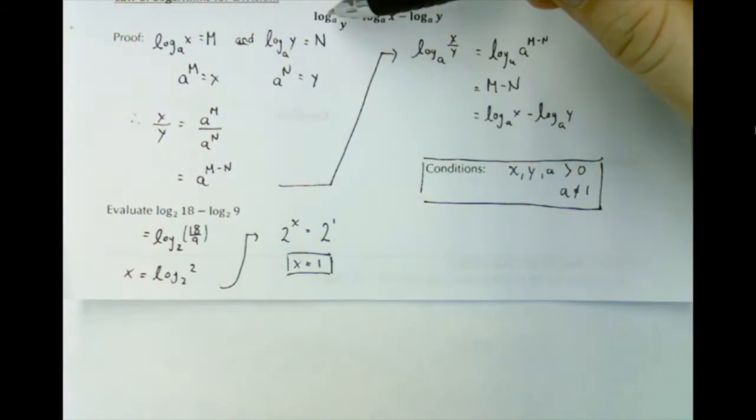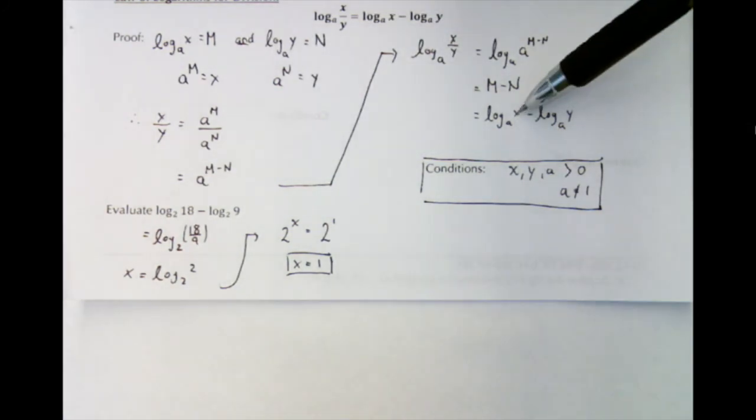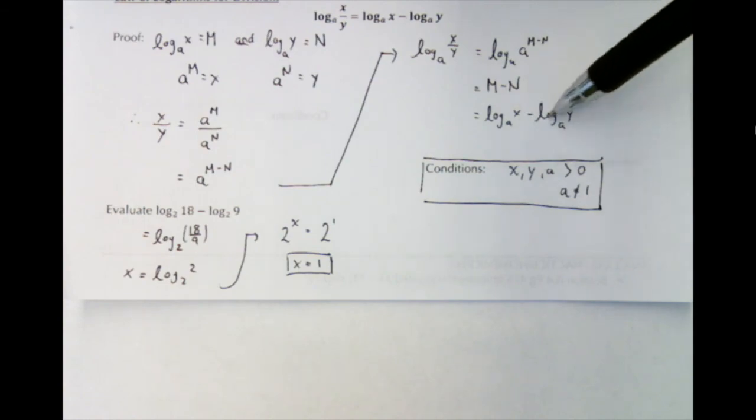The law states that the log of x divided by y base a is equal to the log of x base a minus the log of y base a. And that's what we ended up with, the log of x base a minus the log of y base a.